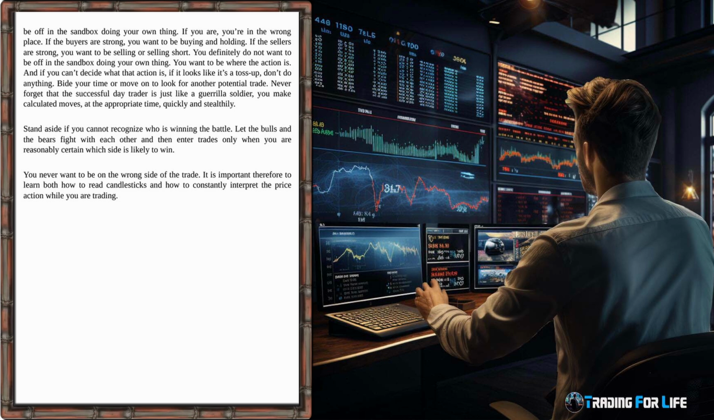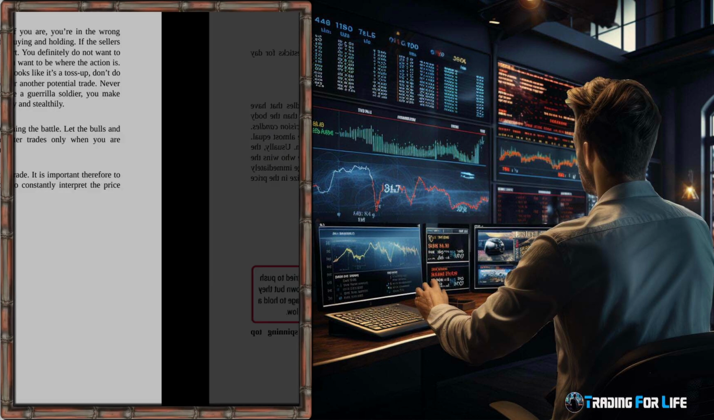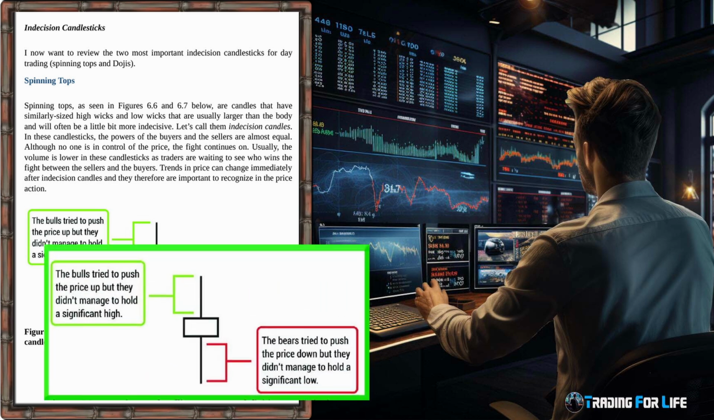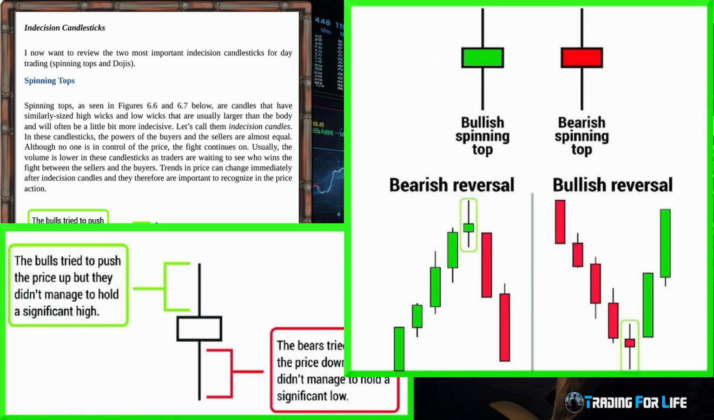It is important, therefore, to learn both how to read candlesticks and how to constantly interpret the price action while you are trading. Indecision candlesticks. I now want to review the two most important indecision candlesticks for day trading: spinning tops and dojis. Spinning tops, as seen in figures 6.6 and 6.7 below, are candles that have similarly sized high wicks and low wicks that are usually larger than the body and will often be a little bit more indecisive. Let's call them indecision candles.